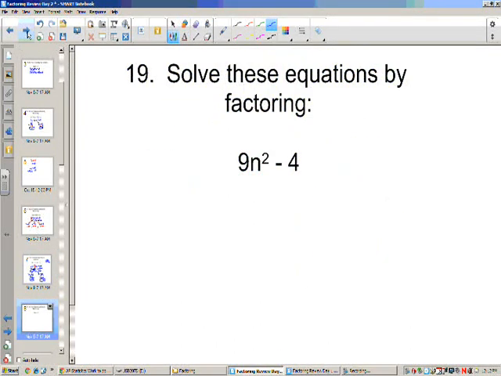All right, now solve this one by factoring. So this one we're not actually looking for equals 0. Hopefully you can see that this is the difference of two squares, so it'll be 3n plus 2, 3n minus 2. If you can't find that that's the difference of two squares, some people spend a lot of time on problems like that.